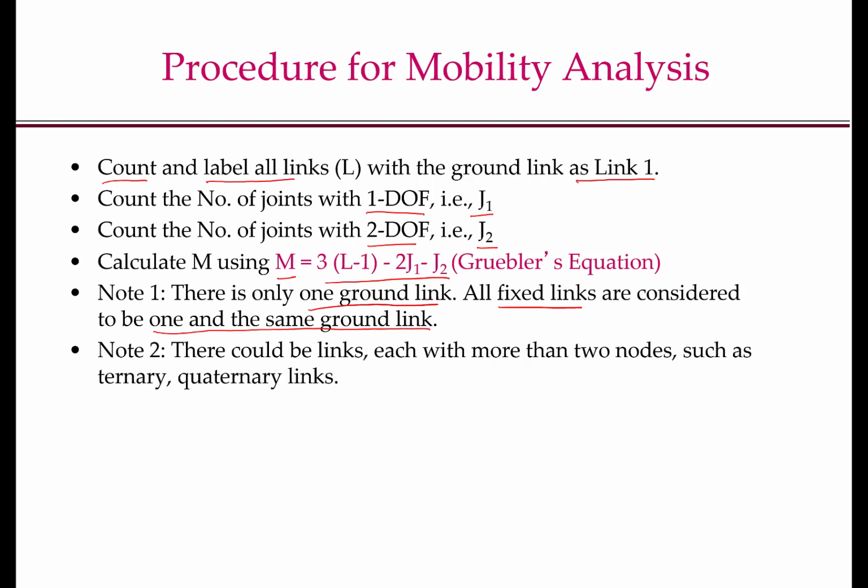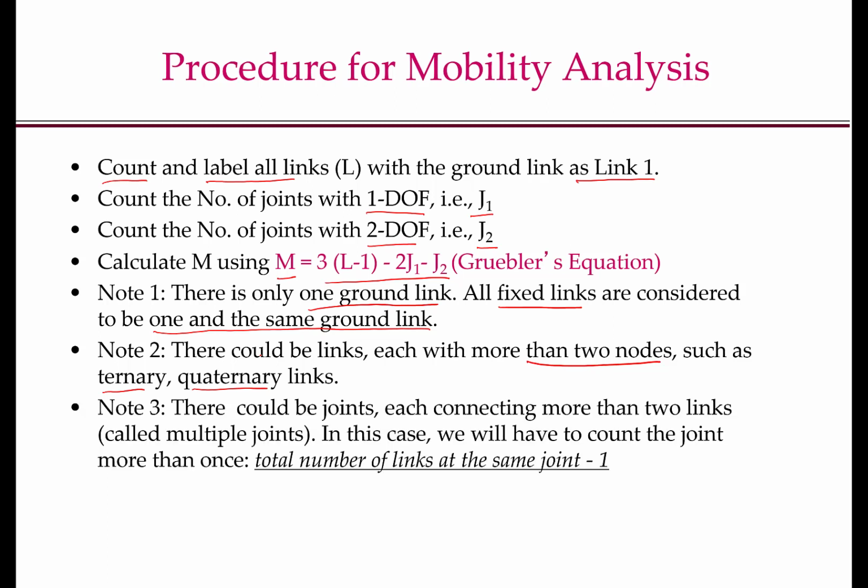The second point is links can have more than 2 nodes. So there can be ternary links, quaternary links, etc. The third point is that there could be joints each connecting more than 2 links, and these are called multiple joints. In case we have a multiple joint, we have to count the joint more than once. So the way we will count is the total number of links at the same joint minus 1. So let us elaborate on this a little bit more.